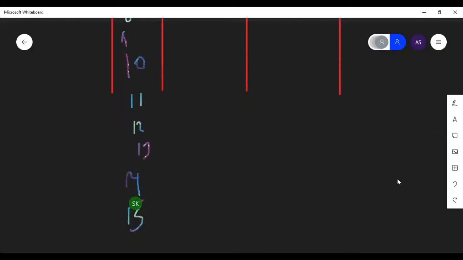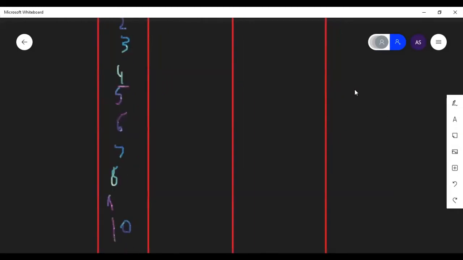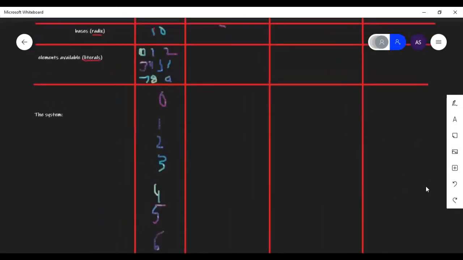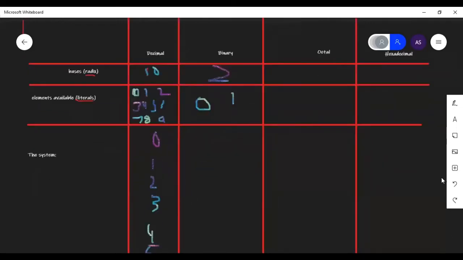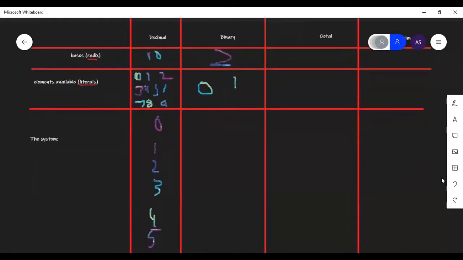Let's look at binary. Binary has basically a base of 2. So the radix is 2, and the digits available to us are 0 and 1. Now there's a cool little trick you can use while writing the first 15 elements of binary. It works for even greater numbers, but we'll do it for the first 15.